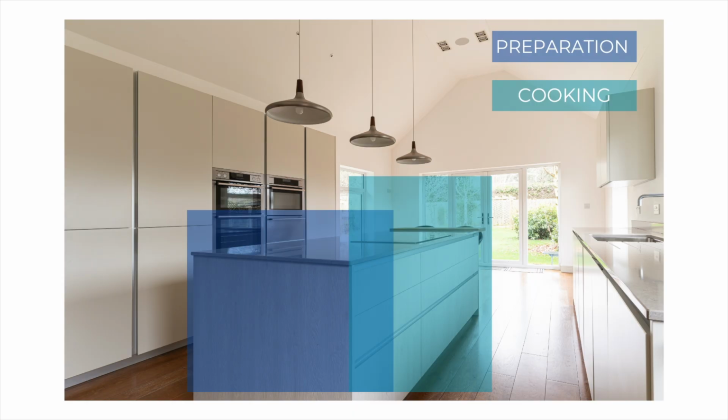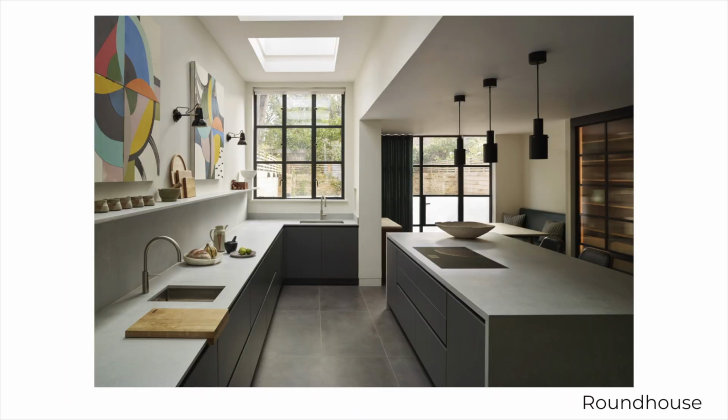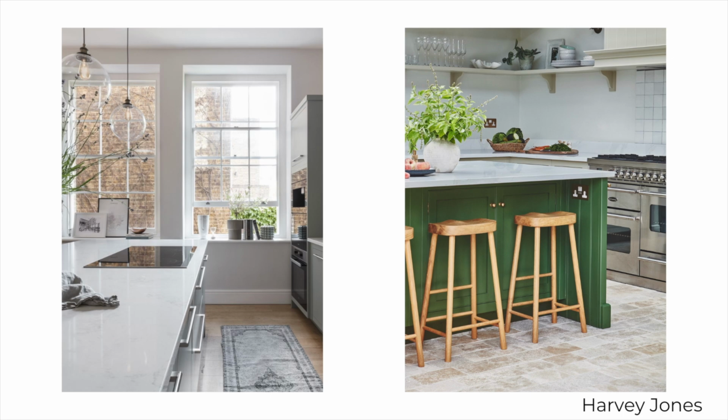So for instance, a good overlap might be your preparation and cooking zones. Your preparation and cooking zones often overlap, as many tasks such as chopping vegetables are performed close to your stove. This overlap can be advantageous as it reduces the distance you need to travel between the two zones. However, you can get what I call bad overlapping kitchen zones.